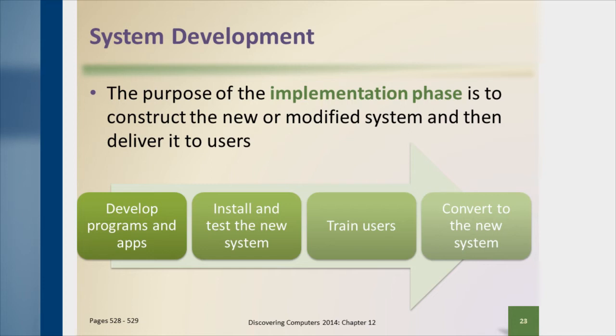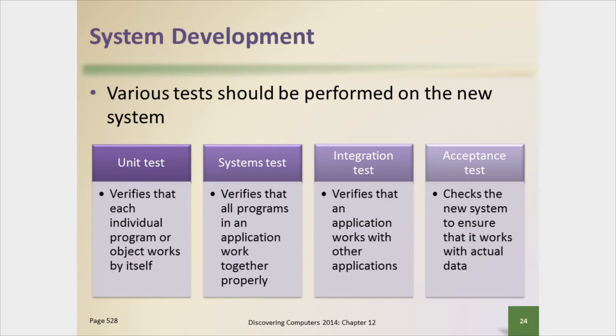So in the implementation phase, we need to develop the programs and the applications. We need to install and test the new systems. We need to train users, and then we need to convert to the new system. As far as some of the tests that need to be performed, we need to perform unit tests, system tests, integration tests, and acceptance tests. Unit tests are going to test individual parts of our system that we've created. A systems test is going to test the system that we created in its entirety, just that system itself. The integration test is going to test our system that we just developed with other systems that it needs to interact with. And then perhaps the most important test is the acceptance test.